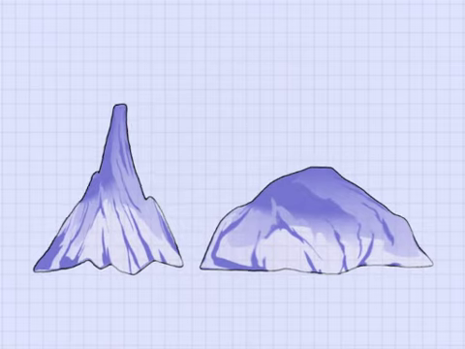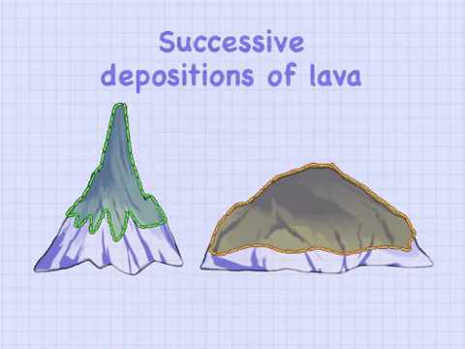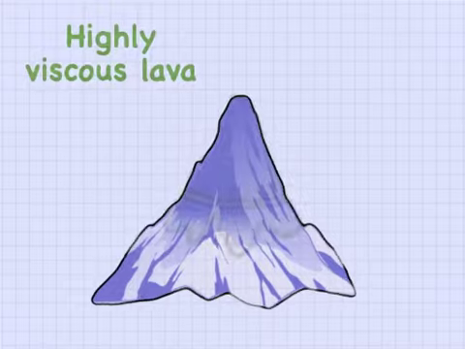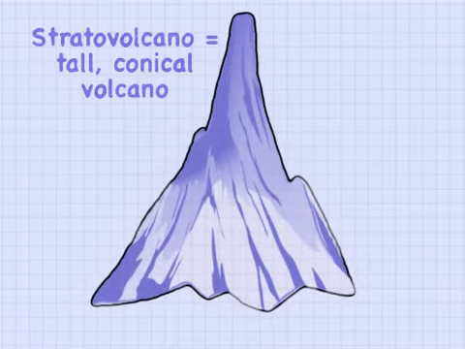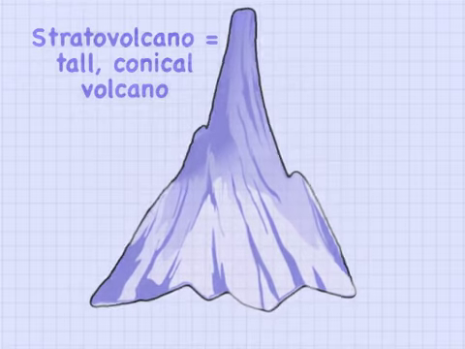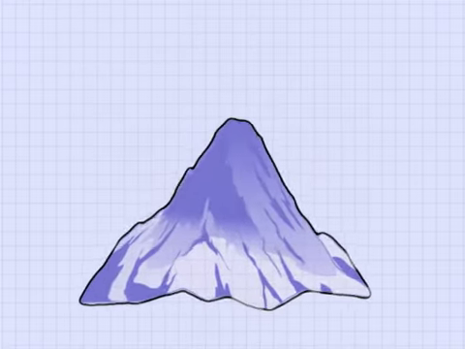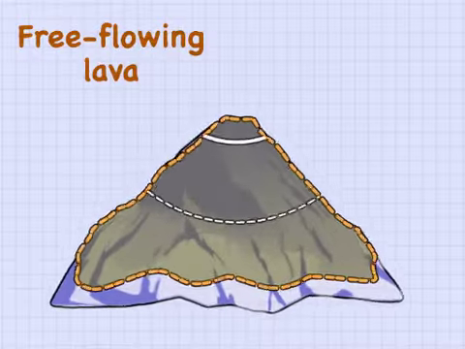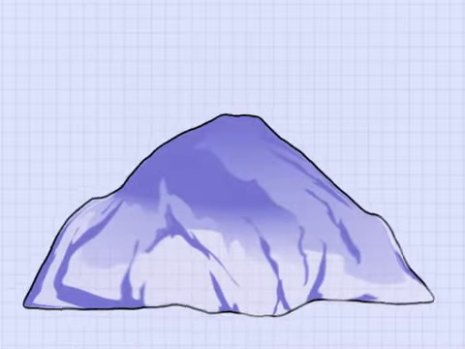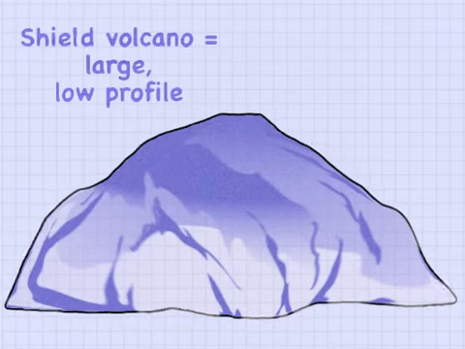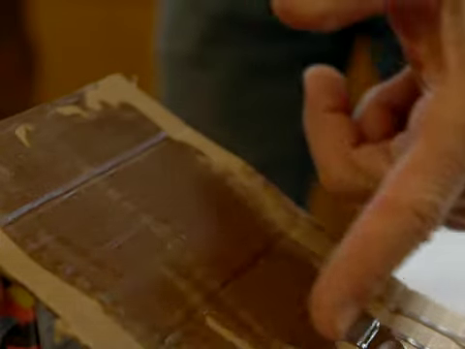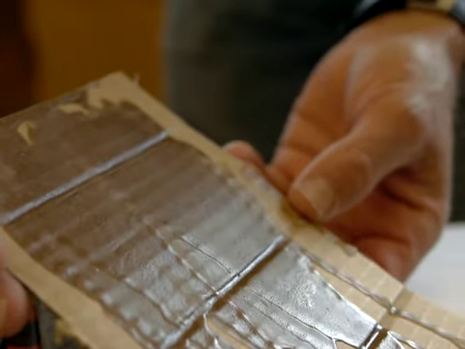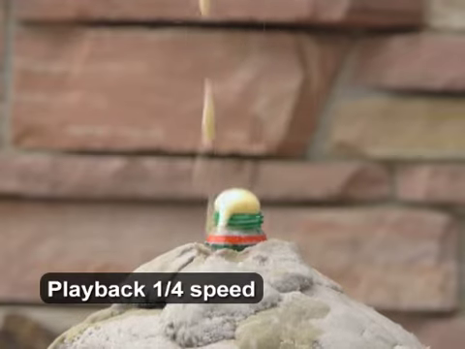Volcanoes are typically generated by successive depositions of lava. Highly viscous lava creates tall, steep edifices, known as stratovolcanoes. In contrast, free-flowing lava travels further before solidifying, creating short, low-profile structures known as shield volcanoes. Now that we are familiar with the concepts behind lava composition and layering, let's look at these ideas in action.